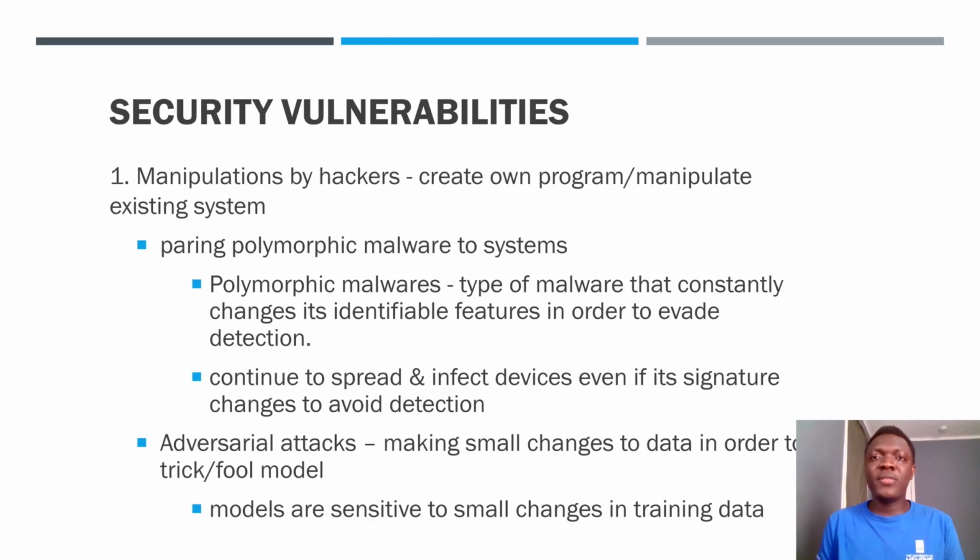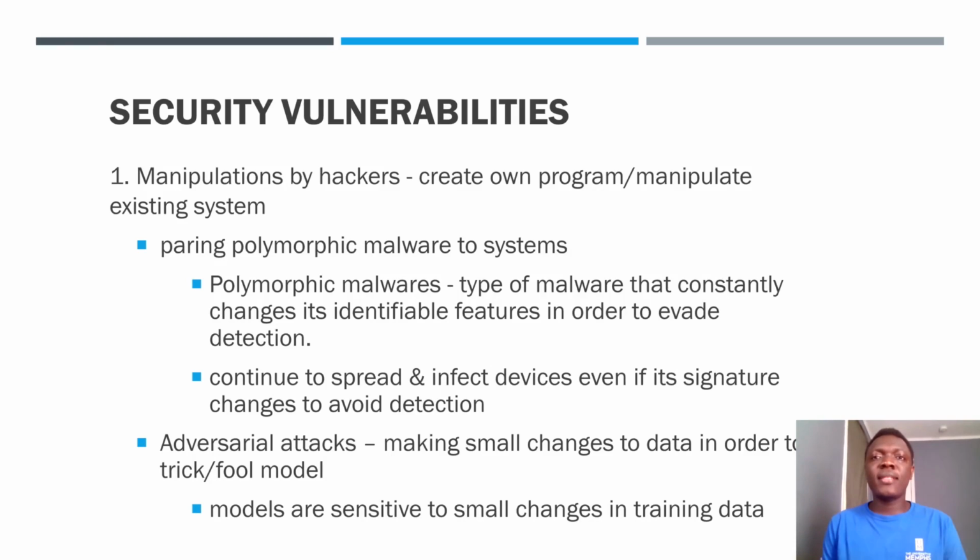So despite the numerous benefits of AI systems, there are some security vulnerabilities that these systems come with. And in this slide and the subsequent slide, we are going to look at some of these vulnerabilities. The first vulnerability on my list is manipulation by hackers. Hackers do manipulate AI systems by either creating their own programs or by manipulating the existing system.